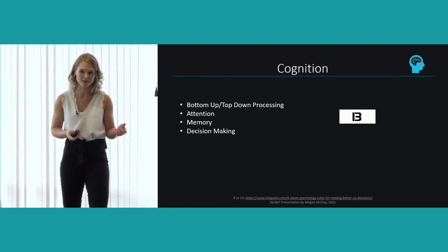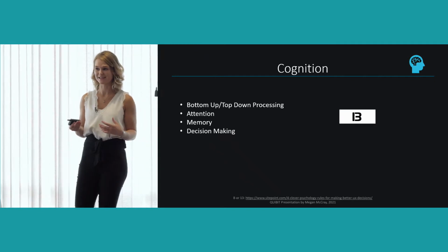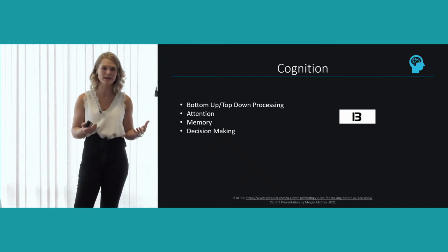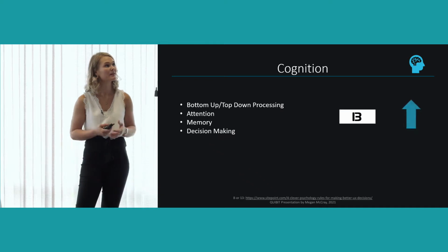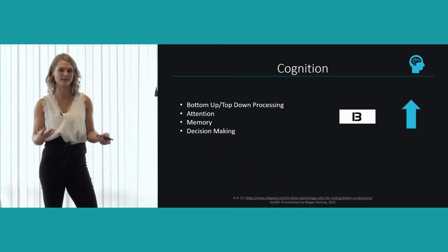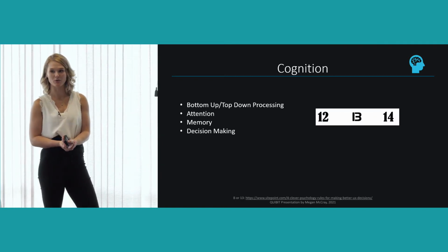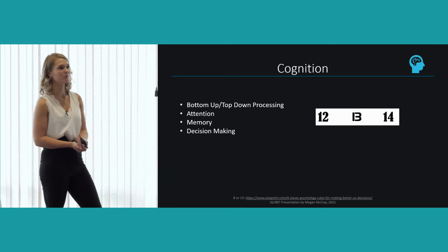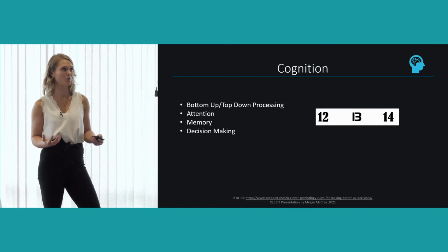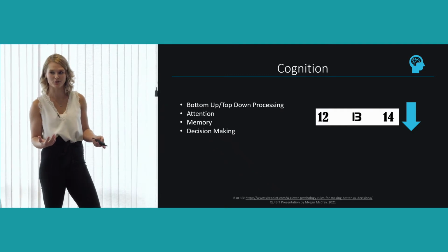So looking at the symbol on this screen, you may perceive that the left-hand side is a straight line while the right-hand side is curved. Okay, put together, it looks like the letter B. This would be an example of bottom-up processing. You're taking its components and making sense of them. However, if I change the context and put a 12 or a 14 around it, you apply what you know about the world through top-down processing and decide that it's number 13.